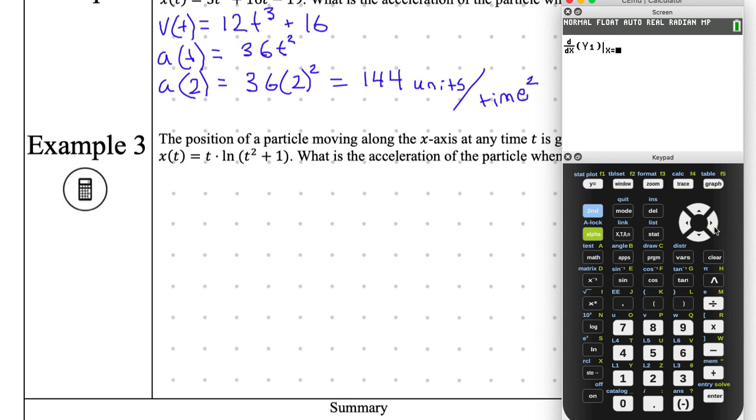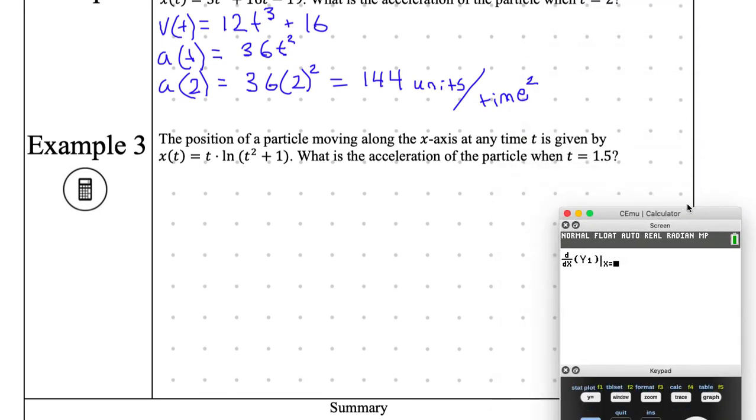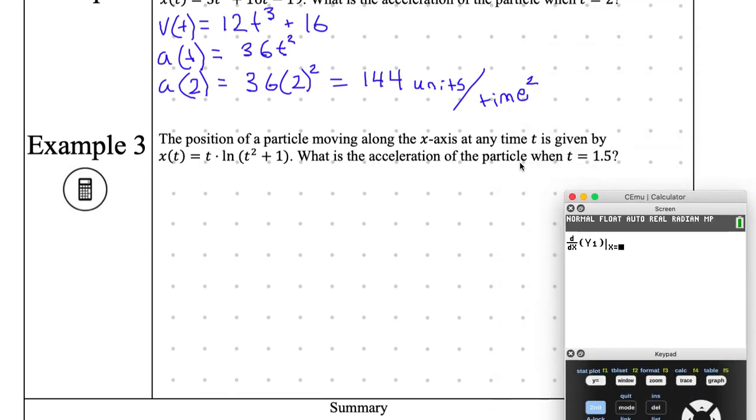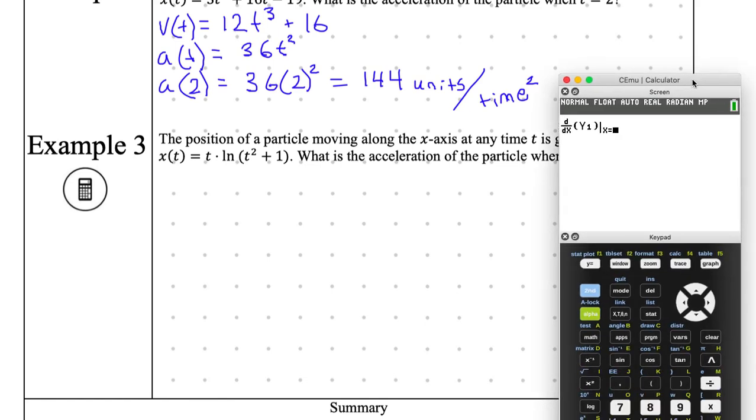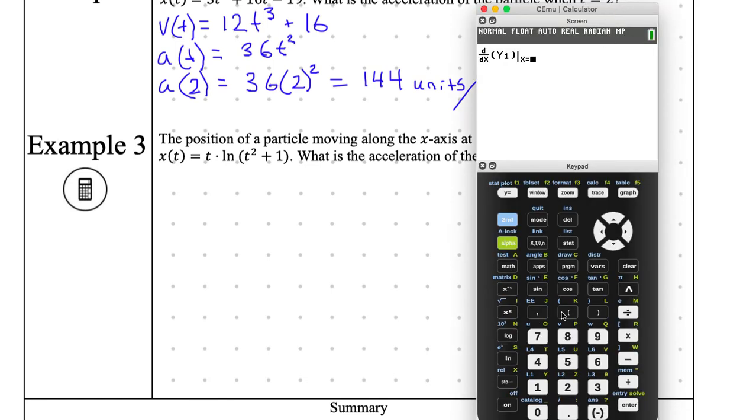At x equals what? Well, there's a problem with the writing, and I made this question up. So I should have changed it to what is the velocity of the particle. I'll come back and change that in a second. But we're going to type in 1.5 here, at x equals 1.5, and hit enter. And it'll tell us, when we take the derivative and plug in 1.5, we get 2.563.